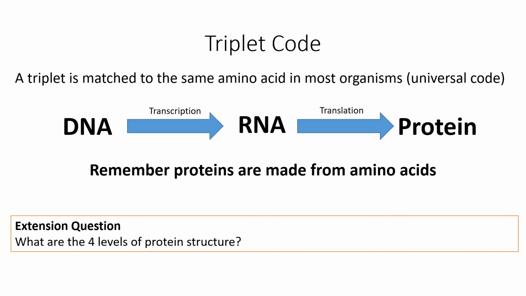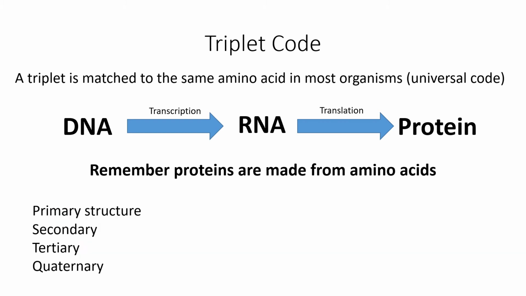There is a question they're asking about four levels of protein structure. The four levels of protein structure are primary, secondary, tertiary, and quaternary. And you do need to know the definition of each of those, and you do need to know the bonds that are associated with each of those different terms.